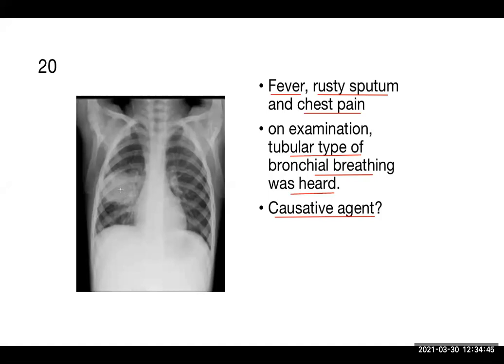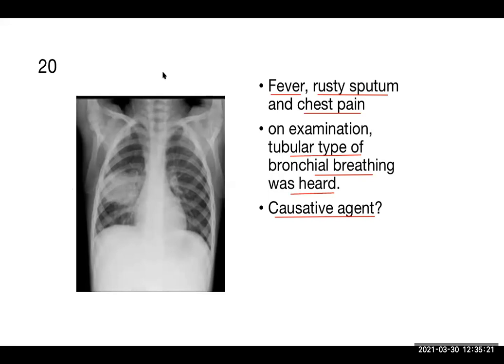Now, a bit of pathological discussion here, because that is important. I certainly remember that there are 4 stages when we talk about lobar pneumonia. The first stage is called stage of congestion, when everything is starting. During that stage, if we auscultate the patient, there will be crackles present. The second stage is stage of red hepatization. Third stage, gray hepatization. And the fourth stage is resolution.